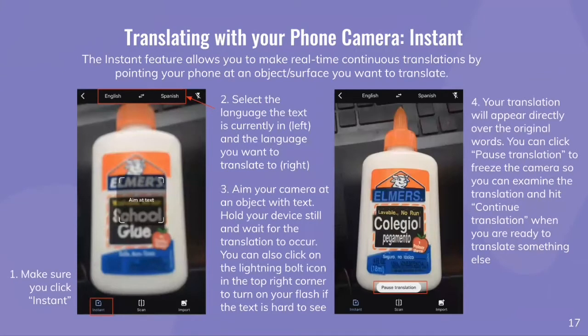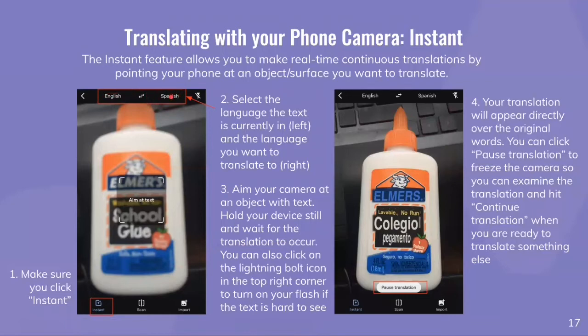Translating with your phone camera: instant. The instant feature allows you to make real-time continuous translations by pointing your phone at an object or surface you want to translate. First, you would make sure you click instant, which is on the bottom left-hand corner. Then you would select the language the text is currently in, which you would place on the left, and the language you want to translate to, which is placed on the right.